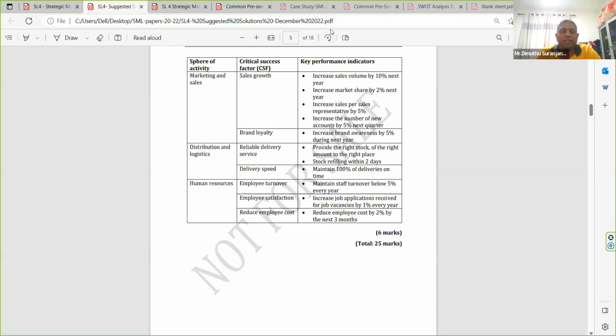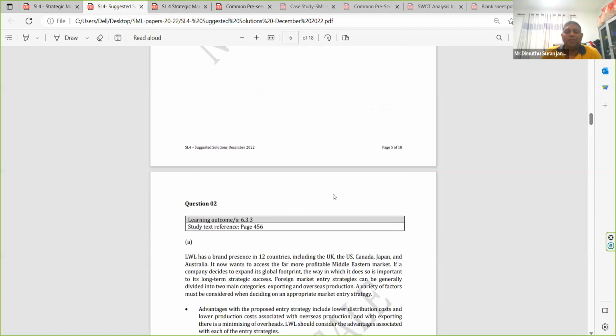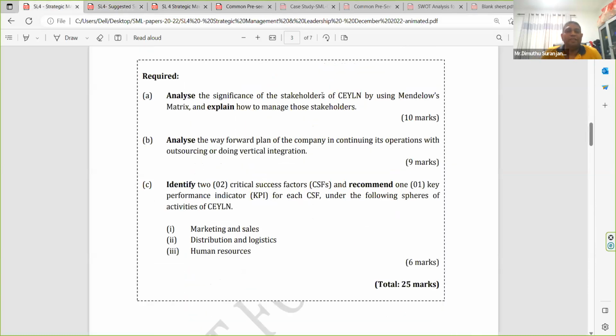HR, employee turnover has been taken here. See, maintain staff turnover below 5% every year. He took even employee absenteeism, even training costs. Then employee satisfaction, increase job applications received for job vacancies by 1% every year. That's also an interesting one. That means people are happy externally. Reduce employee cost by 2% by the next 3 months. Very tough KPI. I don't want to go through much on that since it is a very easy one.